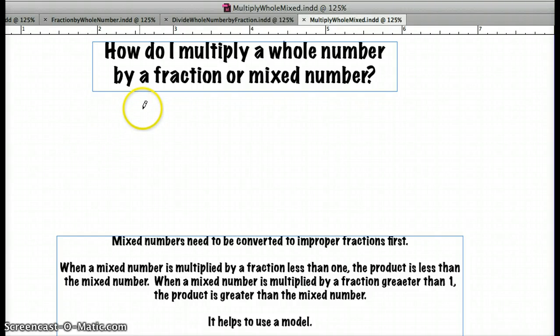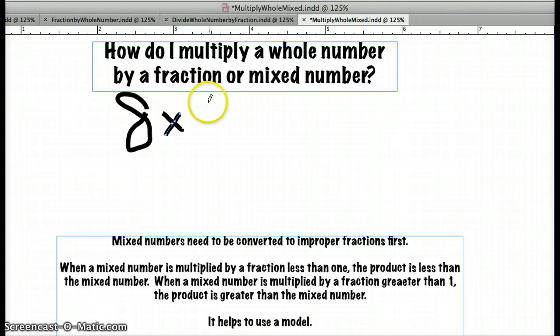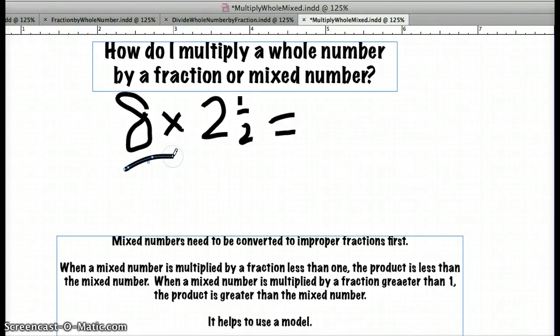Okay, so for example, if we had 8 times, let's go with 2.5. Well, I know that 8 is greater than 1 and 2.5 is greater than 1, so the product is going to be greater than the whole number factor, which is 8. The new product is going to be much larger than that.